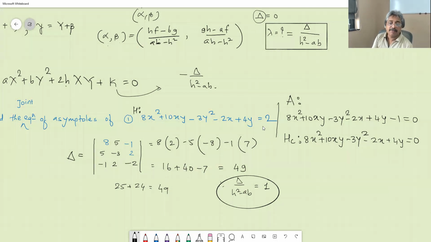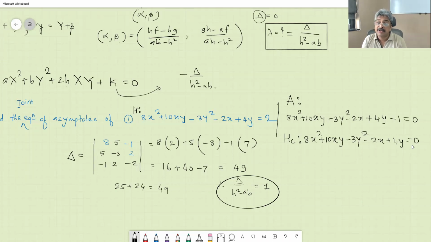So from the equation of hyperbola, if you add 1, you get the joint equation of asymptotes. That is what this is: 8x square plus 10xy minus 3y square minus 2x plus 4y minus 1 is equal to 0. And to the other side, if you again add this constant 1 to the equation of asymptotes, then you will get the equation of conjugate hyperbola, which is going to be 8x square plus 10xy minus 3y square minus 2x plus 4y is equal to 0.